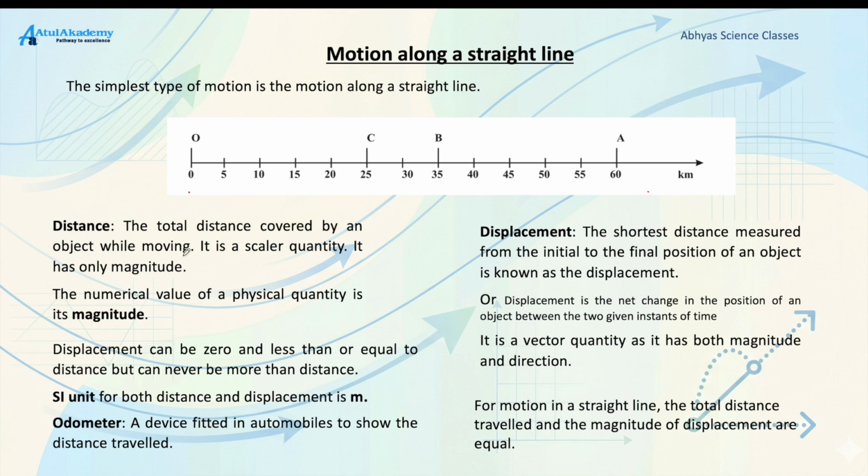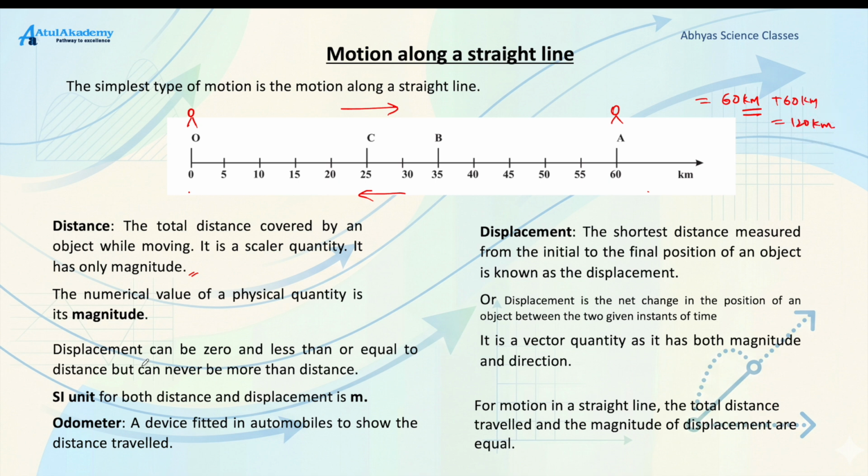Now distance is what? The total distance covered by an object while moving. It is a scalar quantity and it has only magnitude. So let's see over here. Let's say an object or a person moves from O to A. So how much distance will this person travel? The distance is 60 kilometer, right? And then it goes from A to O again. Okay, first here and then here. So it will be 60 plus 60. That will be how much?